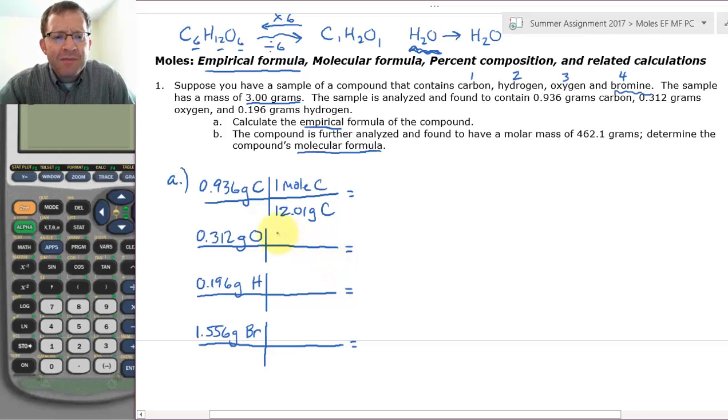I need to look at that same number for 1 mole of oxygen. I need to look it up for 1 mole of hydrogen, and I need to look it up for 1 mole of bromine, because we're going to convert all of these elements into their mole equivalent. And in each case, there'll be some grams of oxygen, some grams of hydrogen, and some grams of bromine to make that conversion. Now, you may know some of these. If you do, go ahead and just jot them down. If you don't, take a look at the periodic table.